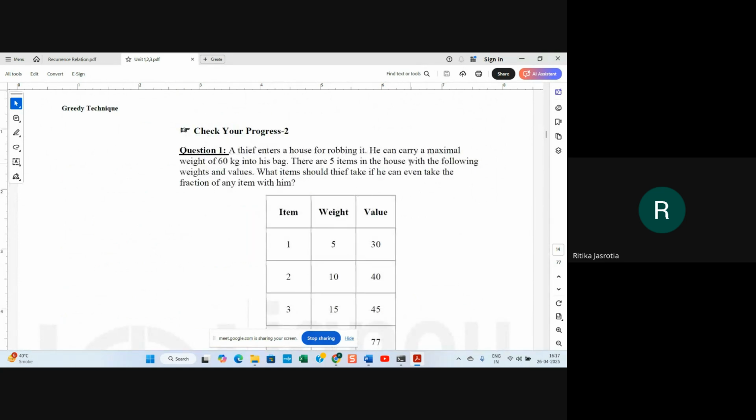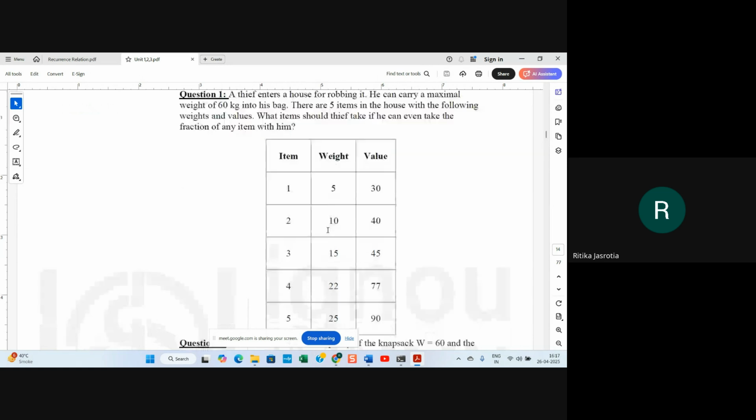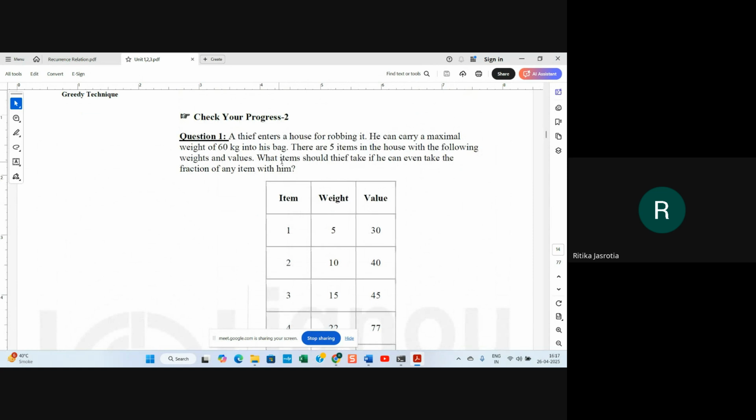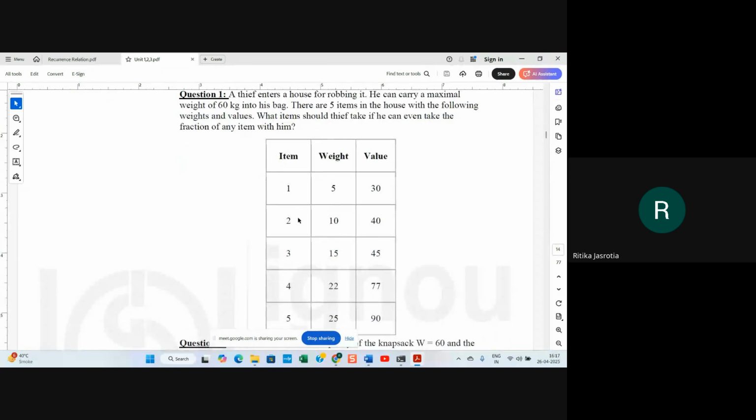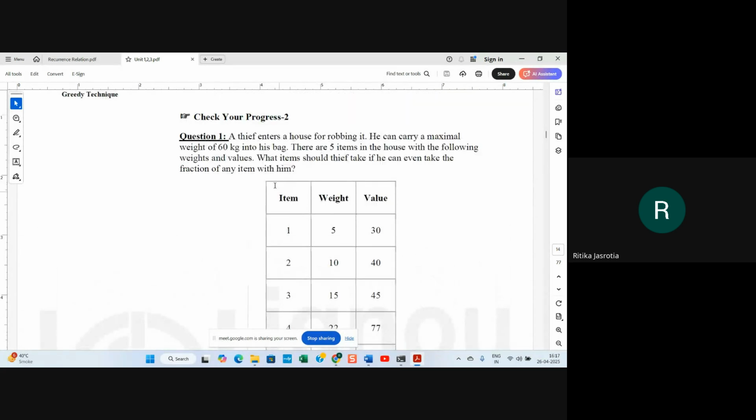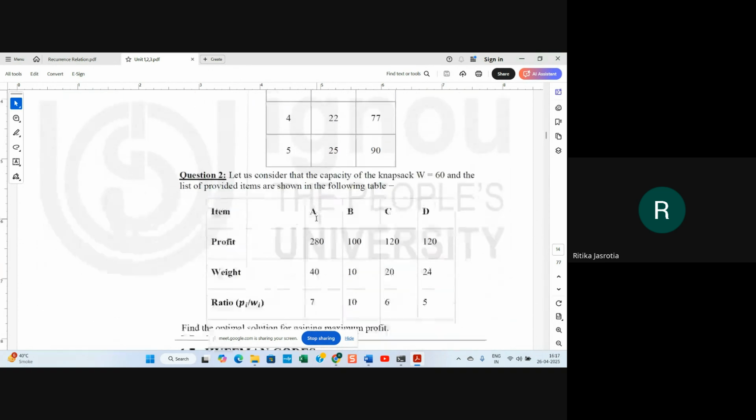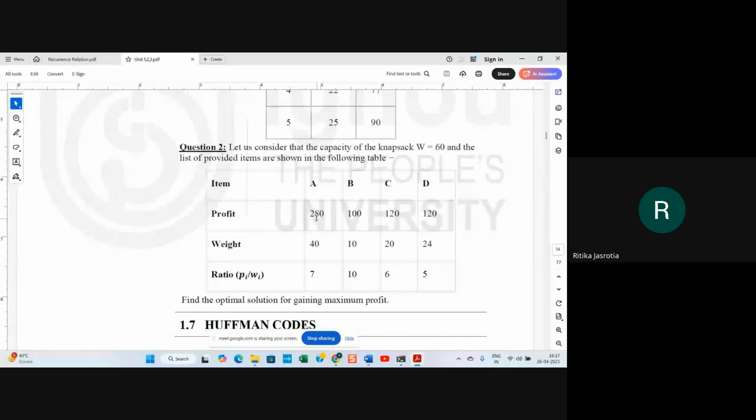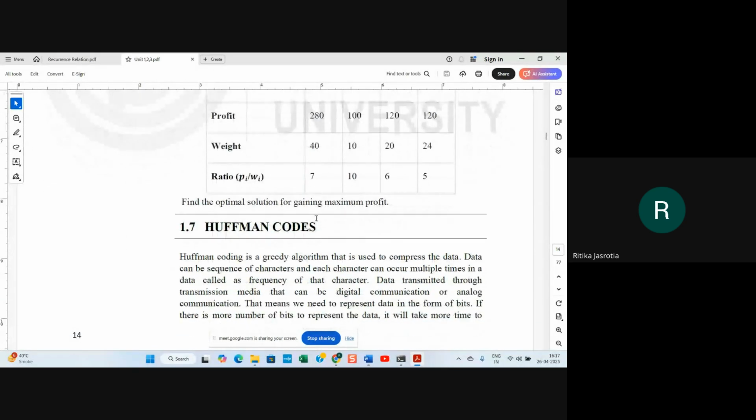Again, they have given you a check progress question. What items should a thief take if he can even take a fraction of any item with him? There are 5 items of the following weights, and the thief can carry a maximum of 60 kg. You have to solve this. They are not asking you to write the algorithm. You have to solve this and show how many kgs of weight he can take. That is what they are asking.